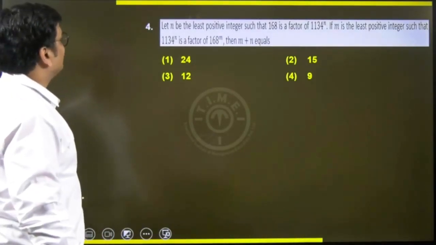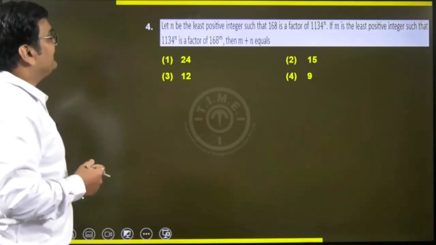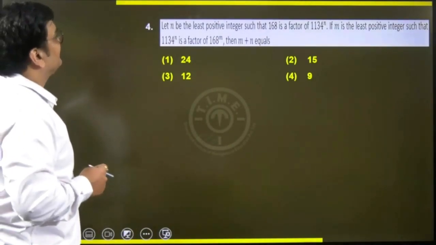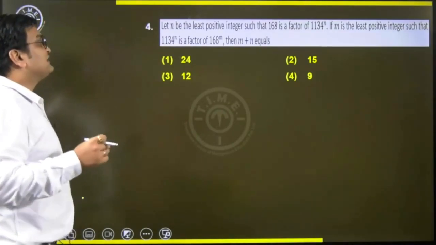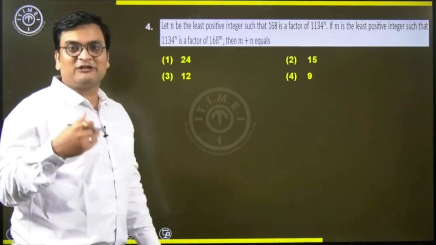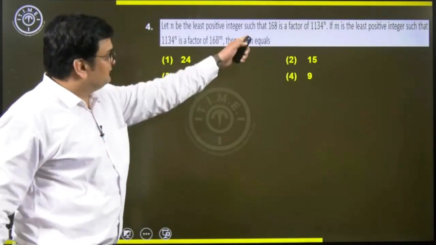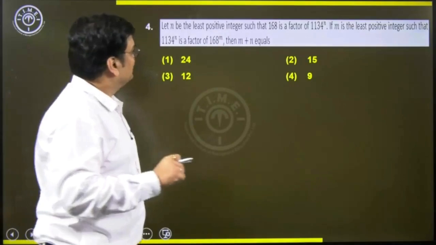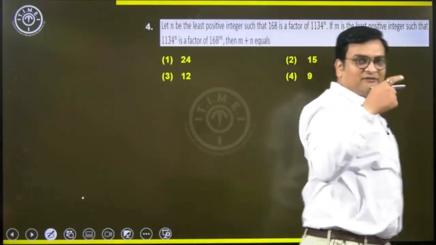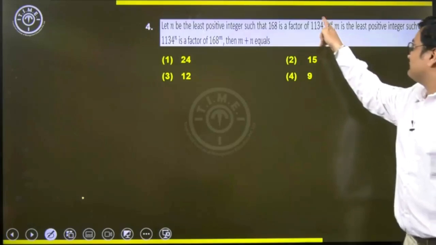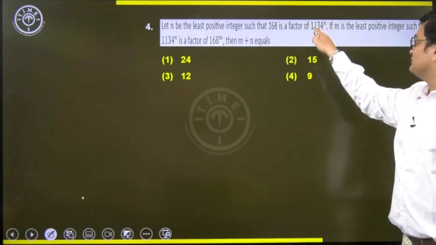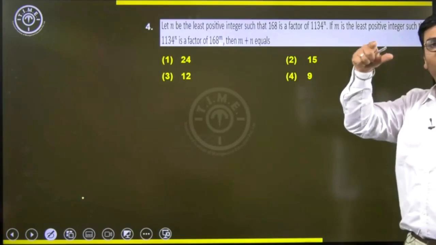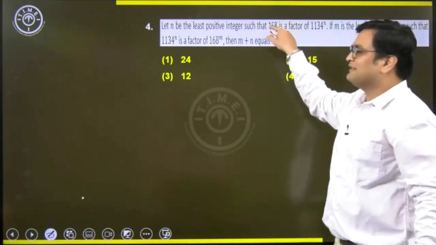Next one, let n be least positive integer such that 168 is a factor of 1134 to the power n. Okay, let's stop here. At the first sentence, let's stop. If 168 has to be a factor of 1134 to the power n, can I say 1134 to the power n must include 168 in it?